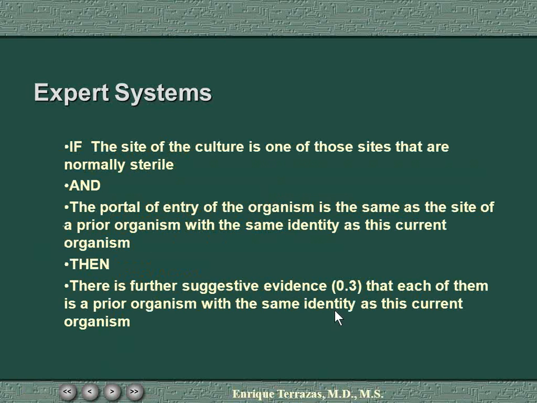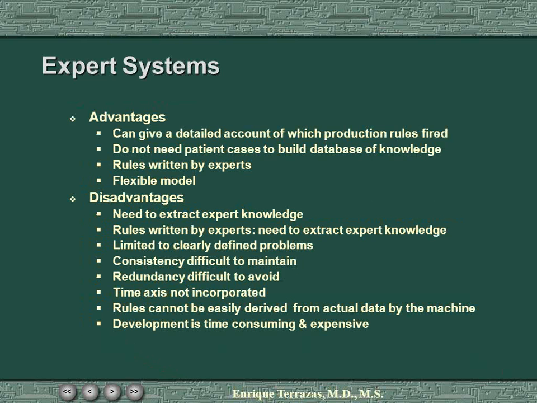So this is actually an excerpt of one of them. If the site of the culture is one of the sites that's normally sterile and the port of entry of the organism is the same site as the prior organism with the same identity as its current organism, then there's further suggested evidence that each of them is a prior organism with the same identity as the current organism. So expert systems, you have all these if, then, and, else statements strung together.